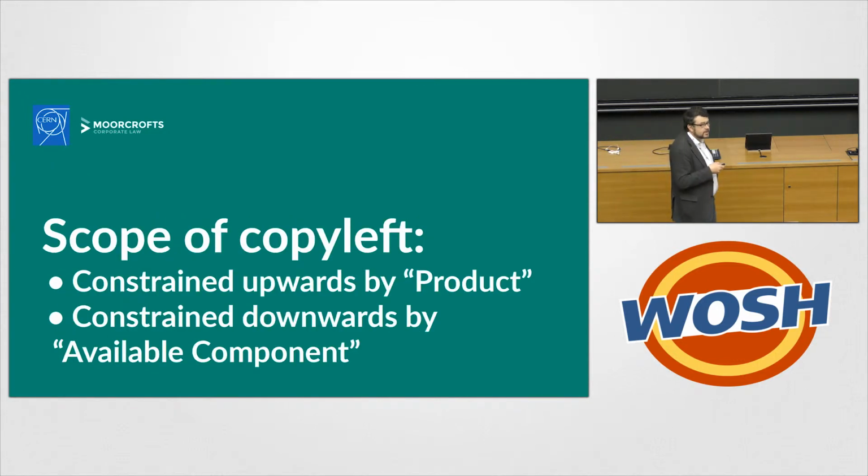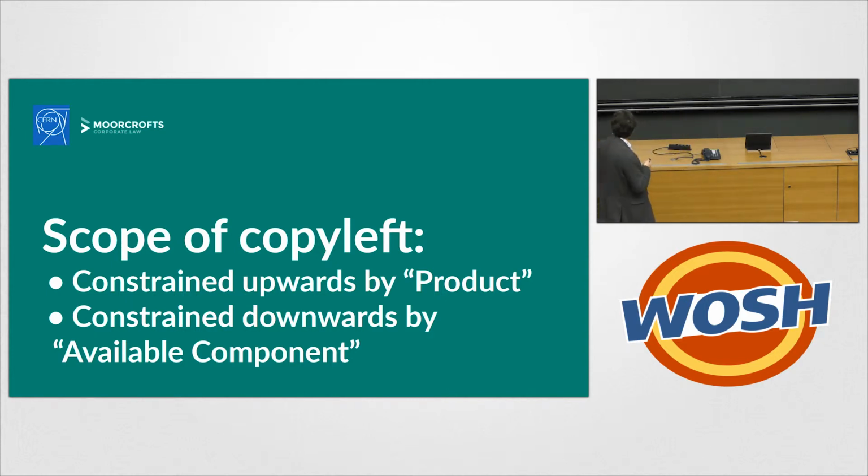So what we've done is we've constrained the notion of copyleft so that it's constrained upwards by the concept of a product. So it doesn't mean that if you take a CERN open hardware licensed FPGA and you put it on a circuit board, that the whole of that circuit board then also has to be released under the CERN open hardware license. So once you've created a product, that really defines where the boundary of the copyleft stops from an upwards perspective.